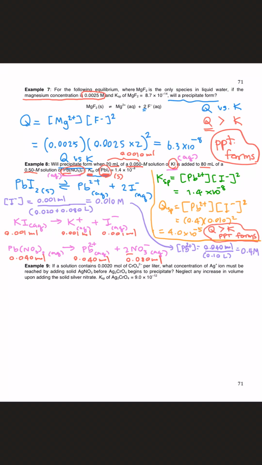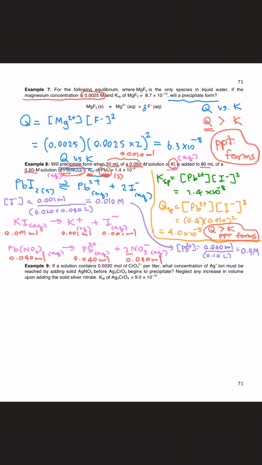Next, let's take a look at example 9. If a solution contains 0.002 mole of chromate ion per liter, what concentration of silver ion must be reached by adding solid silver nitrate before silver chromate begins to precipitate? Neglect any increase in volume upon adding the solid silver nitrate, and it is given the KSP of the silver chromate equal to 9.0 times 10 to negative 12.